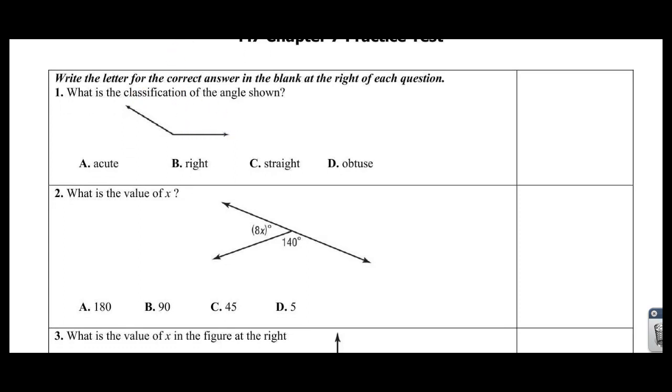Well, this angle is greater than 90 degrees. And since it's greater than 90 degrees, it is an obtuse angle. The other angles shown, an acute angle would be less than 90 degrees. A right angle would be equal to 90 degrees, and a straight angle would be equal to 180 degrees. But this angle, the one that we're looking at, is the obtuse angle because it is greater than 90 degrees.